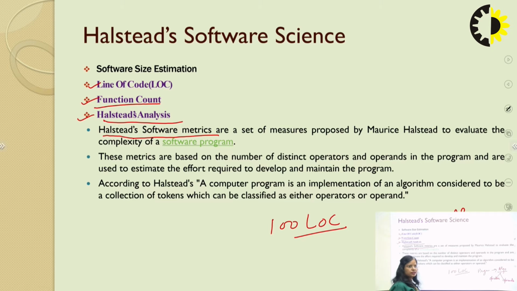According to Halstead, a computer program is an implementation of an algorithm, and is considered to be a collection of tokens which can be classified as either operators or operands. This is the phenomenon of Halstead. Based on these operators and operands, this collection is known as tokens. So, we can estimate the effort that is used to develop a particular software, and it depends on the operators and operands. As the number of operators and operands increases, the size of the software will increase.